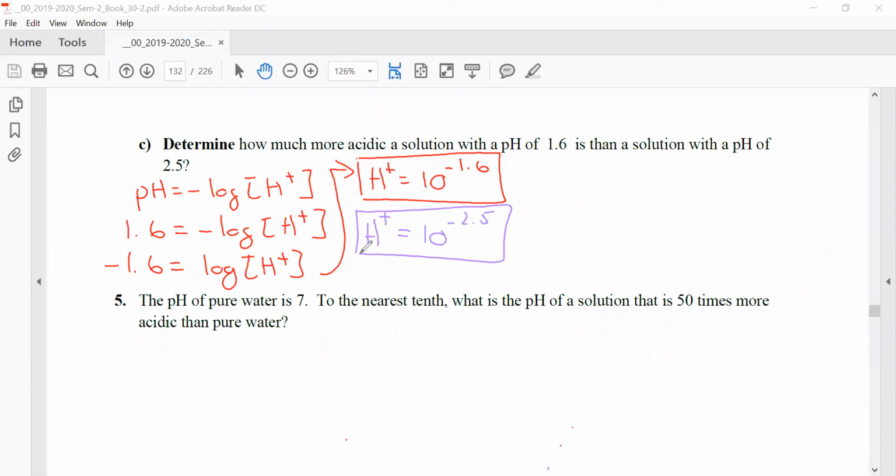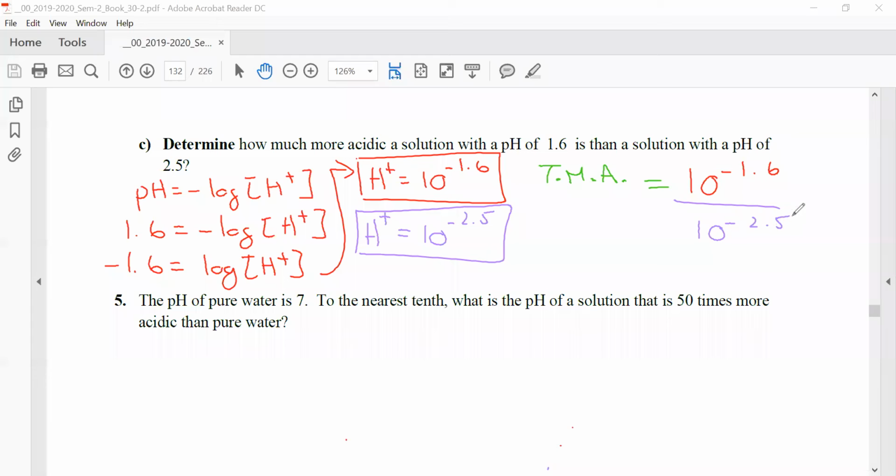Now, how many times more acidic? Same as the times more intense question. Times more acidic, and I'm only using abbreviations because I'm low on room. Well, it's the bigger minus the smaller. Now, the bigger number is actually this one. It's closer to 0 than the other one, so that's actually the bigger.